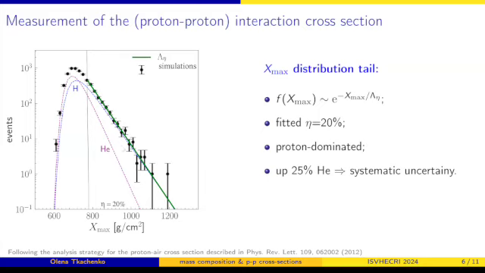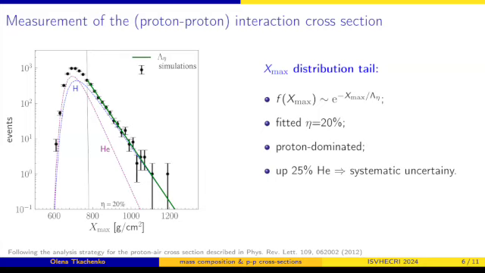which is the proton-dominated tail. In principle, this choice of 20% was made so that we don't have a contribution from helium exceeding the statistical uncertainty, and any contribution of helium up to 25% will then go into the systematic uncertainty.